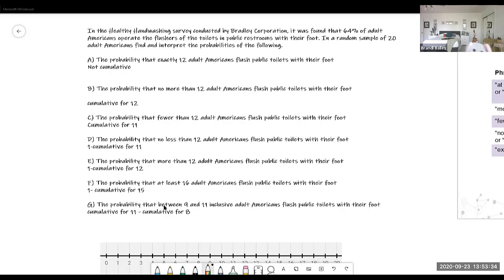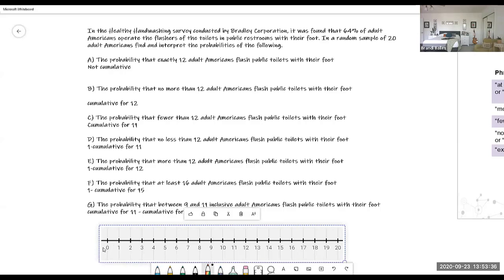Okay, so I have this cool number line down here at the bottom that runs 0 through 20. So in this problem, we're asking people if they're flushing the toilet with their foot, and the number line is going to represent over here on the 20, everyone we asked flushed the toilet with their foot, and over here on the 0, nobody we asked flushed the toilet with their foot. Okay, so let's try problem A. The probability that exactly 12 American adults flush the public toilet with their foot.